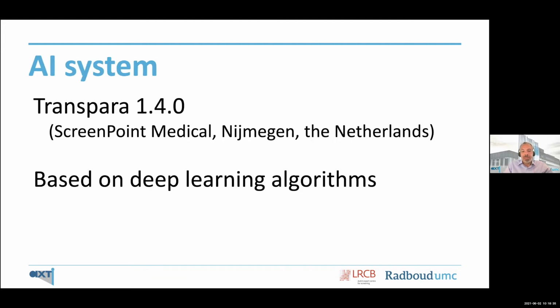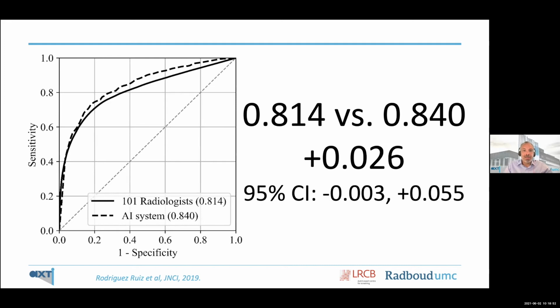The AI system we tested for this was Transpire from ScreenPoint, which you might have read in my disclosure. It is a spin-off company from my department, but I'm not involved in the company at all. And if you look at the results, we found the AI system was non-inferior to the 101 radiologists in terms of area under the curve.